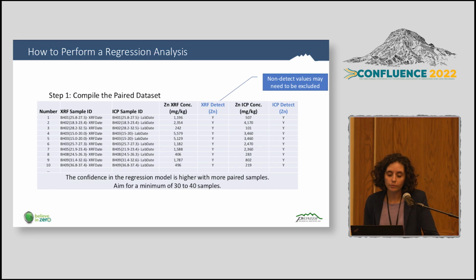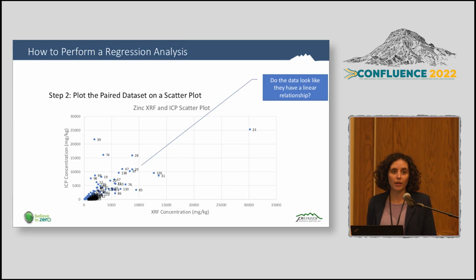So step 2, plot the paired data set on a scatter plot. First off, you want to make sure you actually have something that has a linear relationship. You don't want to end up with something that looks like an exponential relationship, or there are a lot of different mathematical models you could use. So in this instance, we're going to just plot those points on a scatter plot and see what they look like.